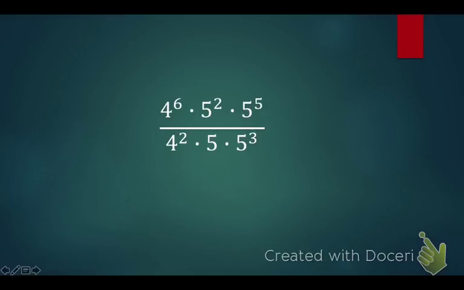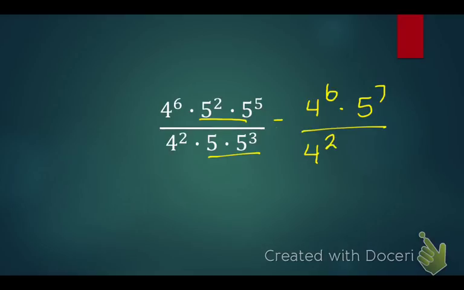All right, this one becomes a little bit more tricky, but not really. There's just 3 things that we need to be doing. Okay, so I'm going to simplify the top and the bottom first. 4 to the 6 is going to stay the same. 5 squared times 5 to the 5th is 5 to the 7th. Over 4 squared is the same. 5 times 5 to the 3rd is 5 to the 4th.